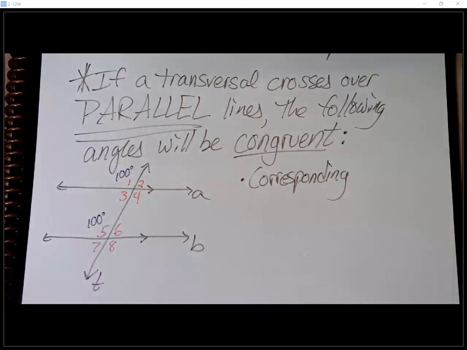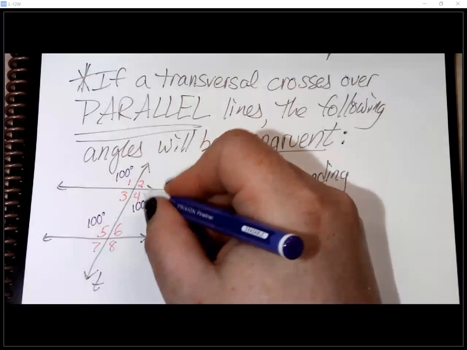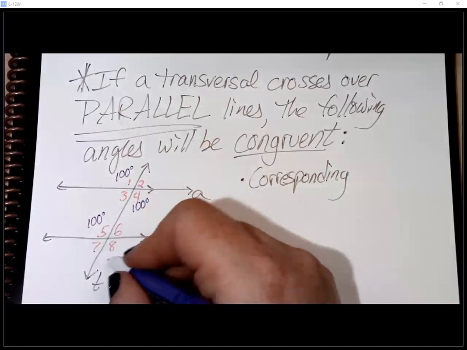I claim that there are other angles in this diagram that you know are 100. Aiden, how do you know that? That's a vertical angle. Yes, we already know that vertical angles will always be congruent to each other, right? So that means 4 is also going to be 100 because 1 is. Same thing is happening with 8. That's also going to be 100.